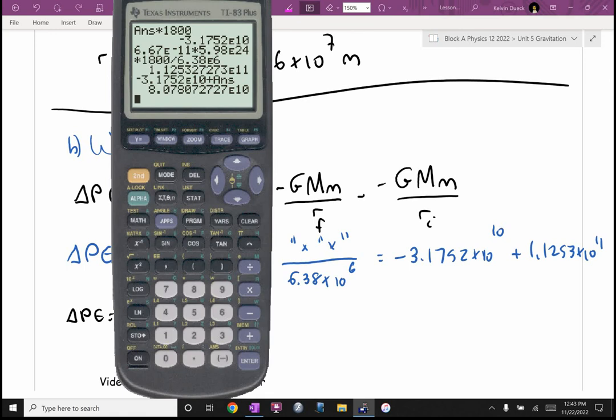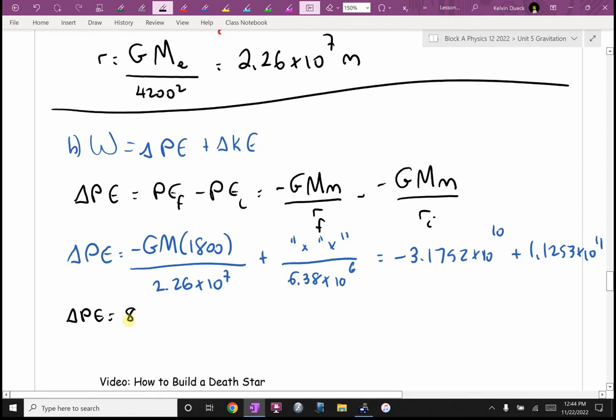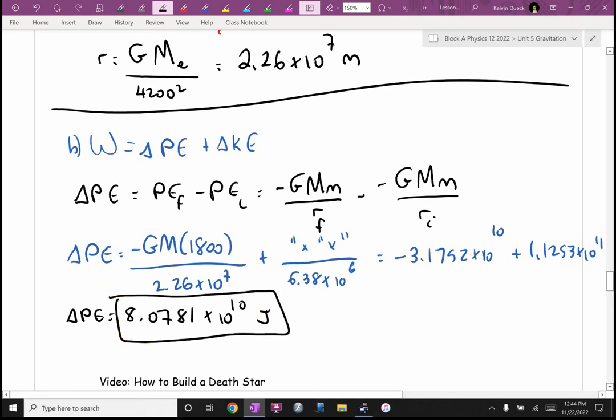Eight point oh seven and change. I'll go 8.0781 times 10 to the 10th. 8.07. I'll put a little box around that so I can spot it easy. And we're done. Or are we?